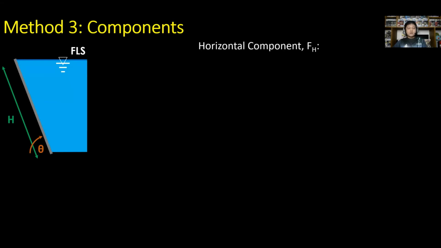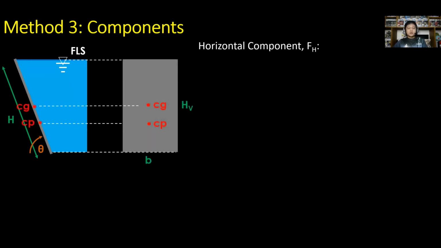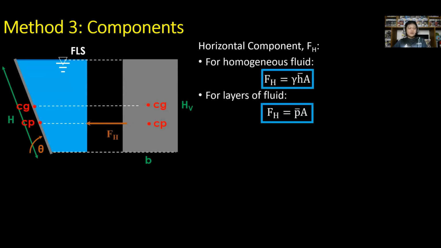So for the horizontal component, F sub H, consider the projected vertical two-dimensional surface and apply the concept of vertical plane surfaces. So for homogeneous fluid or single fluid, use F sub H equal to gamma times H bar times A. While for layers of fluid, use F sub H equal to P bar times A. Again, P bar is the sum of pressures up to the center of gravity.